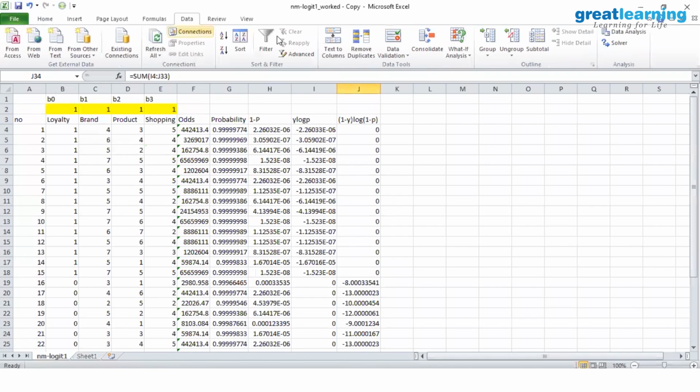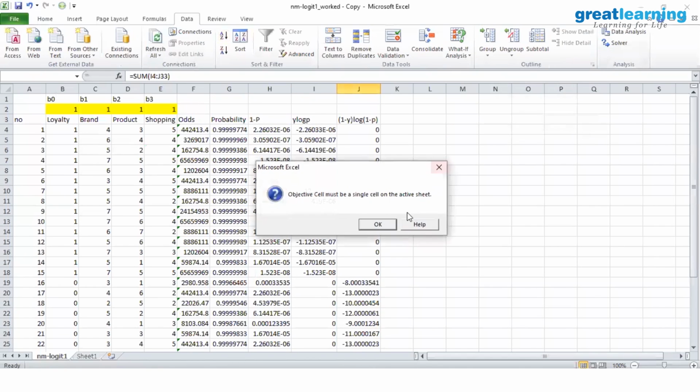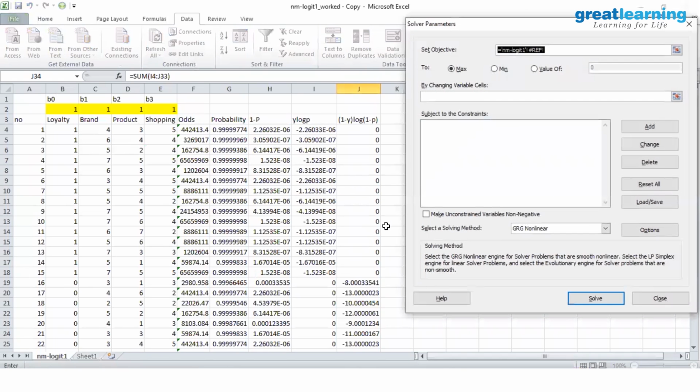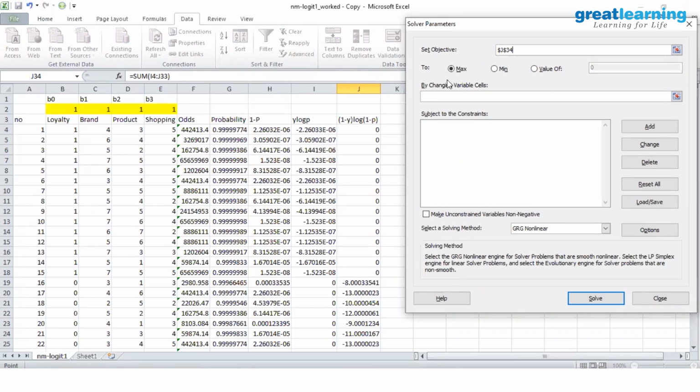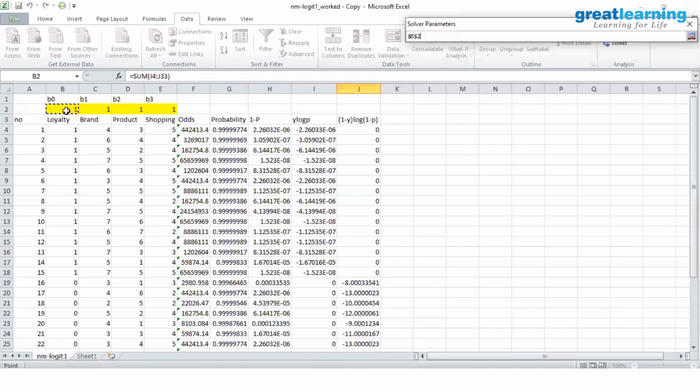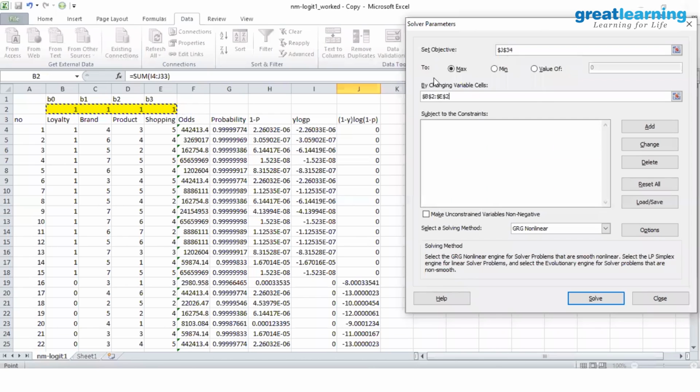Now I'll show you. We'll go to Data, Solver. You go to the Solver and select the objective. The objective is the summation of y log p plus 1 minus y into log 1 minus p. The type is maximize the log likelihood by changing the variables b0, b1, b2, b3. Make the constraints; this shouldn't be negative. It can be negative. And give solve.